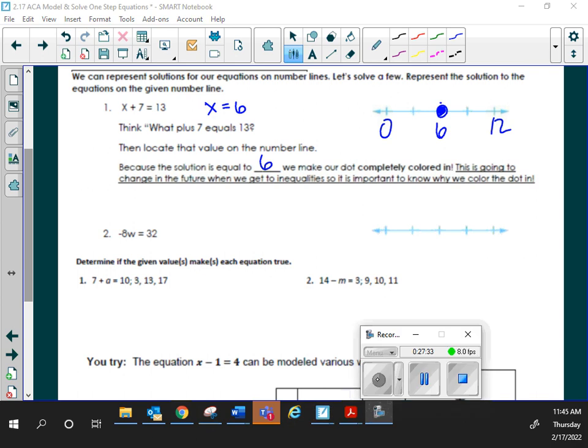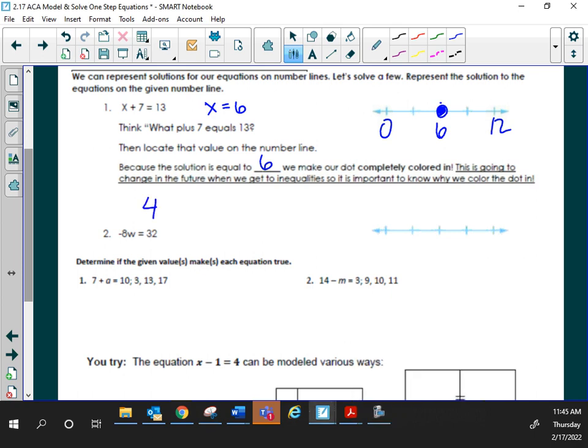Okay. Lana, what did you get? -8 times. Okay, so think, -8 times what gives you positive 32? Let's break it down. 8 times what gives me 32? 4. But if I do 4, the signs would be different. It's being multiplied by a negative, so it has to be -4. It needs to be negative. W equals -4.